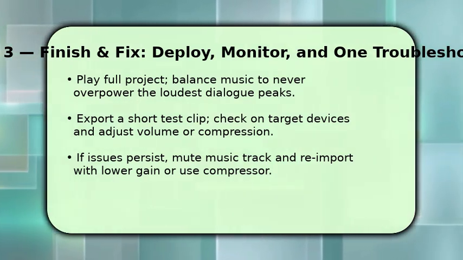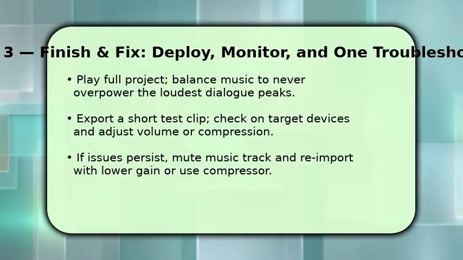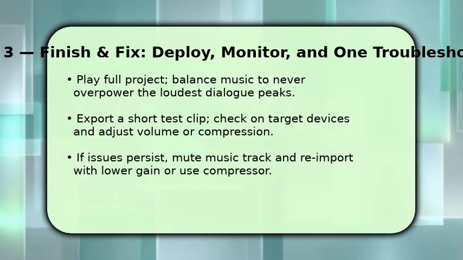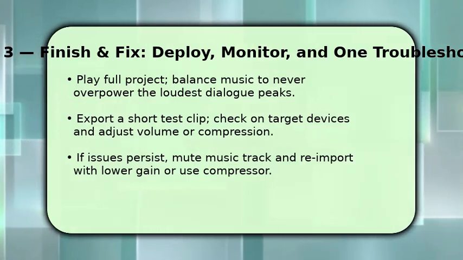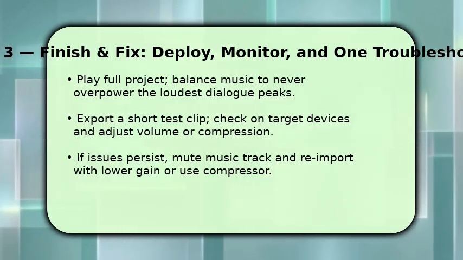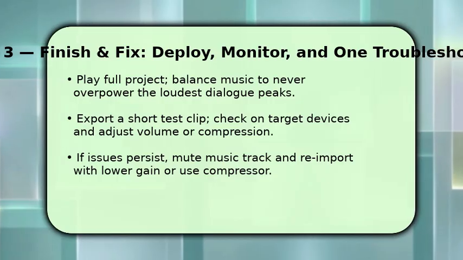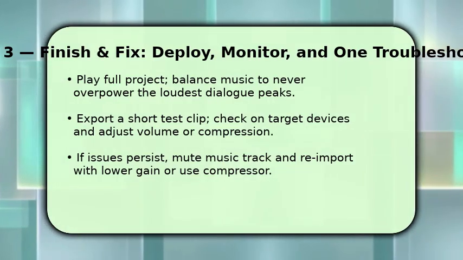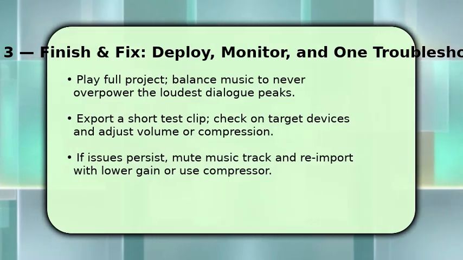If any sections jump out as too loud, return to keyframes and nudge the values or add a quick fade. Make sure to export with the same sample rate as your source to avoid level shifts. If you still have problems, mute the music, re-import the audio with lower gain, or apply gentle compression so peaks don't overwhelm dialogue. This usually solves stubborn level mismatches.